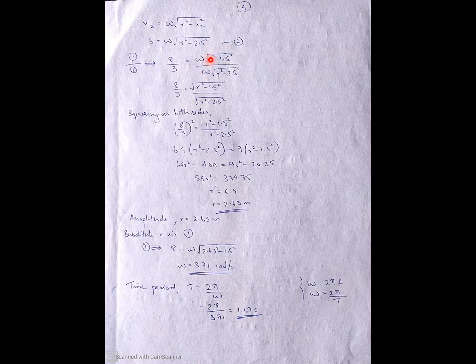So solving these two equations, finally you will be getting the r value, which is amplitude, which is 2.63 meter. Substitute r in either equation 1 or equation 2, and finally you will be getting the angular velocity omega, which is 3.71 radians per second. And you have been also asked to find the time period. So relation between omega and time period is T is equal to 2 pi by omega. Just substitute over here and you will be getting time period as 1.69 seconds. Okay, next problem.